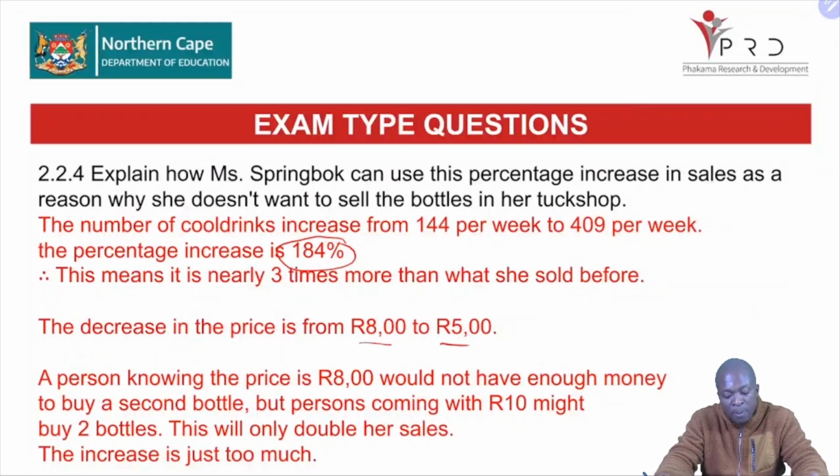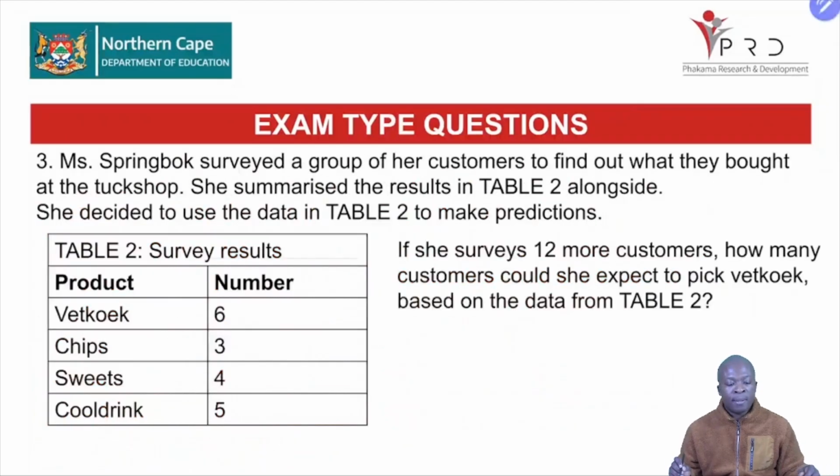So a person knowing the price is 8 rand would not have enough money to buy a second bottle. But persons coming with 10 rand might be able to buy 2. You get the idea? Because now you're selling 1 for 5 rand, so I can buy 2 if I have 10 rand. Unlike if you're selling it for 8 rand, I will be able to buy only 1. All right, let's go to number 3.